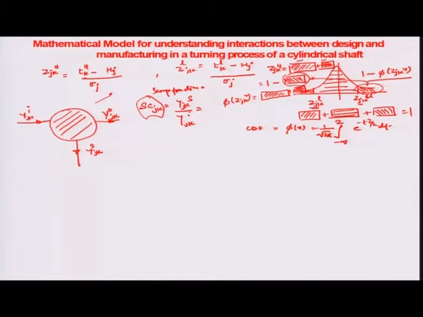So, here this comes out to be equal to 1 minus phi of z j k u plus phi of z j k l. That is how you define the scrap coefficient.